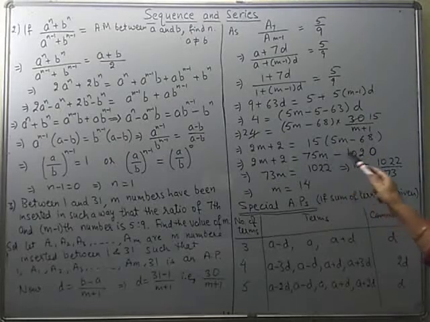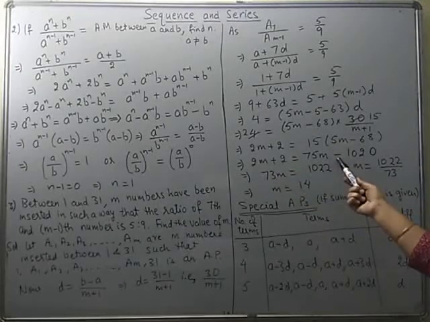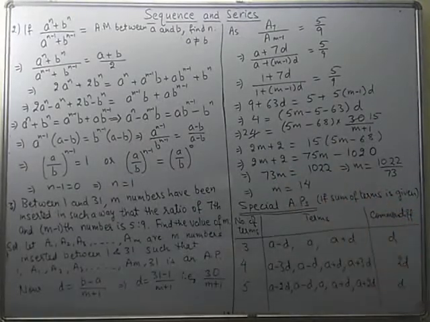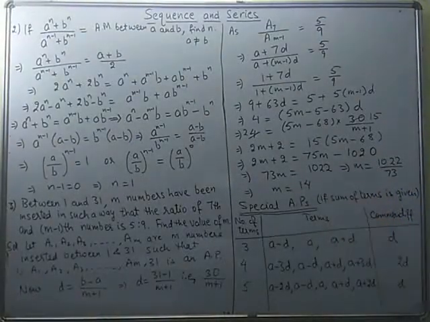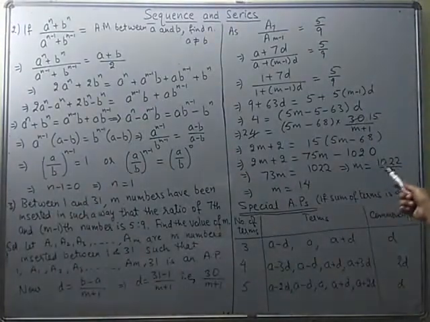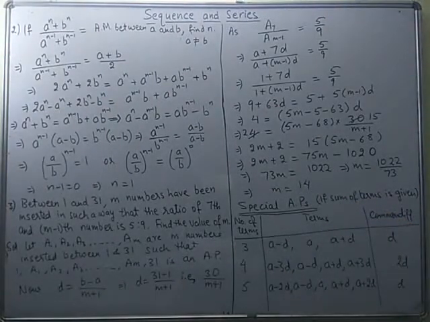This will give us 75m minus 1020. Now bring 2m to the right. 75m minus 2m will be 73m. And shifting this to the left, you can see this gets added to 2. We get 1022. That means m will be 1022 divided by 73, which comes out to be 14. So you can see the concept of arithmetic mean, how it makes it convenient for us to simplify few of the cases. Now children, some special APs which can be used when we come across these kind of questions.